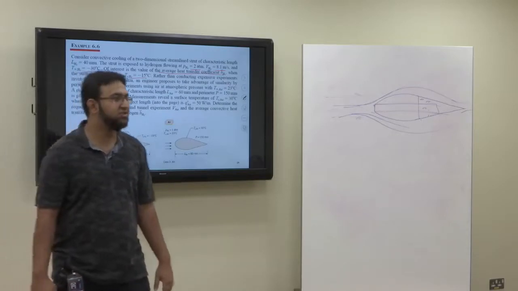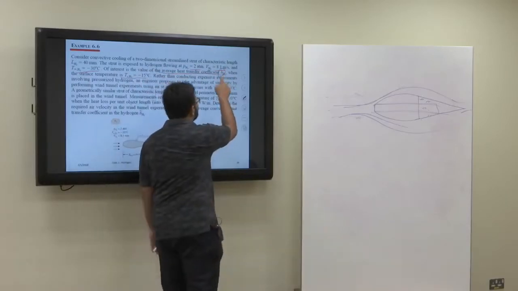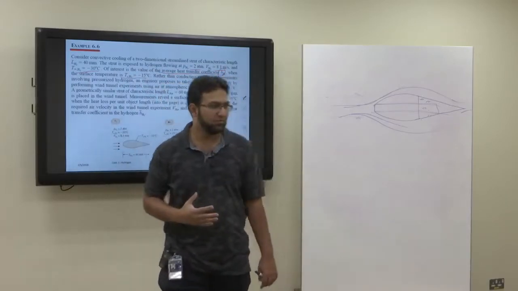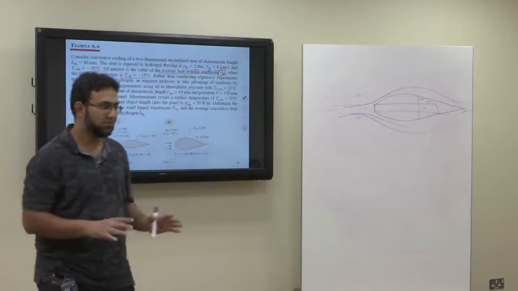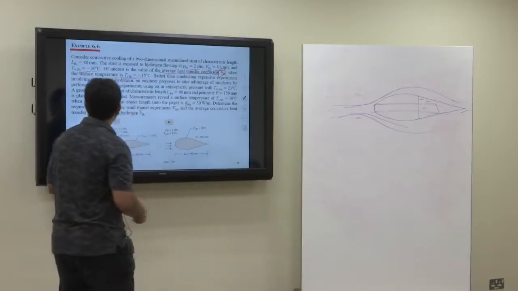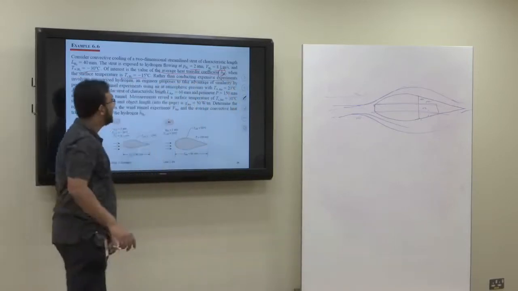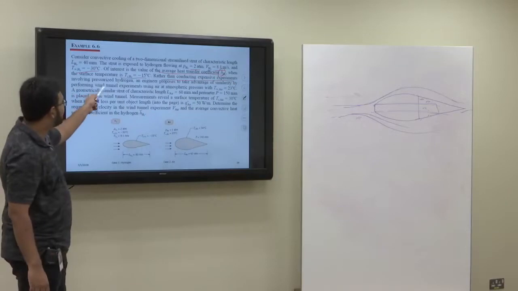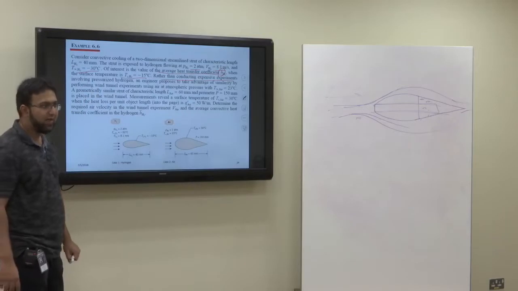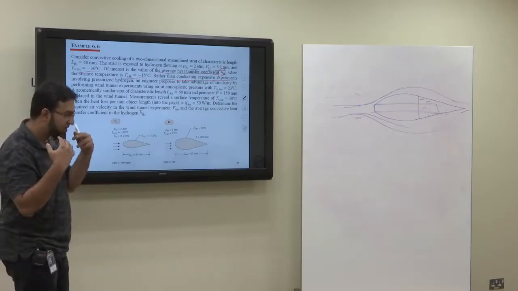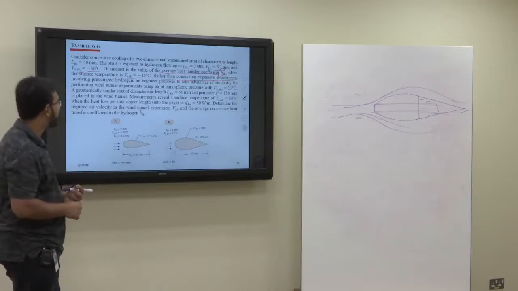So here engineers want this value, but they want to move in a smart way. They don't want to conduct expensive experiments. So rather than conducting expensive experiments involving pressurized hydrogen, an engineer proposes to take advantage of similarity, by performing wind tunnel experiments.